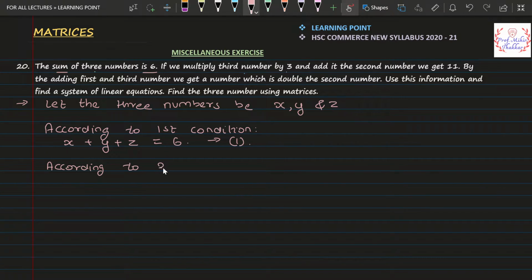According to second condition, we multiply third number by 3, 3z, add the second number plus y, and it says we get 11. So this is equal to 11. We have to take 0x over here because using matrices, we require all the three variables. Therefore, if nothing is there, I consider this as 0x and give it as equation 2.